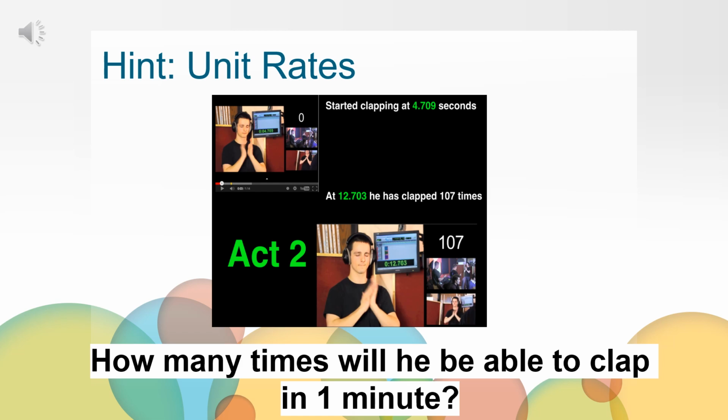We know that he clapped 107 times in about 8 seconds. The unit rate would be how many times he clapped in 1 second. Now take some time to find the unit rate of how many times he would clap in 1 second. Then use it to solve the problem: how many times he would be able to clap in 1 minute. Now work out the problem.